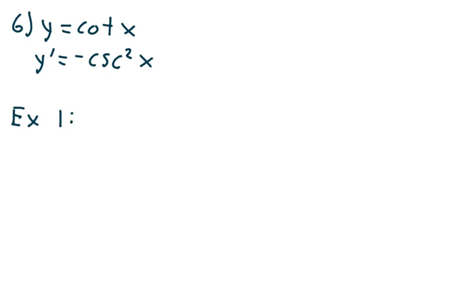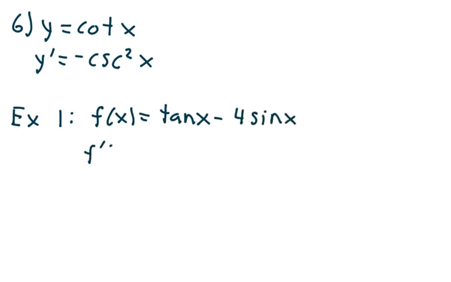And so let's start with example 1, and the directions are all to differentiate. So we're going to be just looking for derivatives. So if we have f of x is tangent x minus 4 sine x, and we want to look at f prime of x.